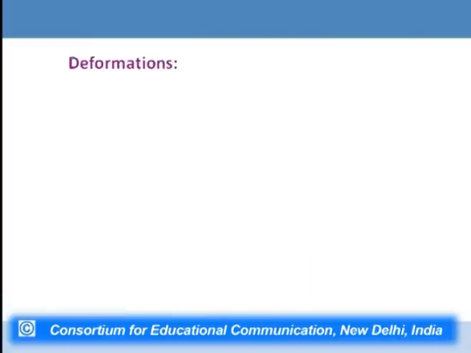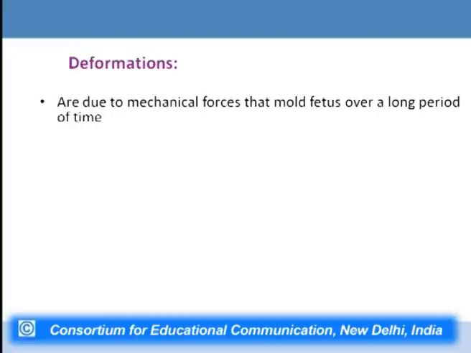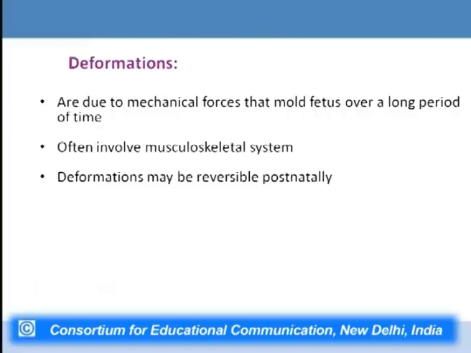Now, the third type of malformation is deformation. Deformation occurs because of mechanical forces which mold the fetus over a long period of time. Mechanical forces lead to a change in the structure of the fetus, and most of the time these involve the musculoskeletal system. And many a time these deformations might be reversible postnatally. After the birth, the organ might attain a normal shape, but in the womb, because of certain mechanical forces or restriction, there might be specific alteration in the morphology of the organs.